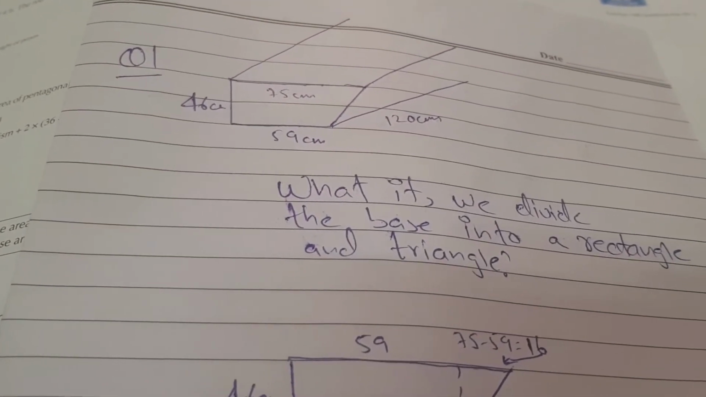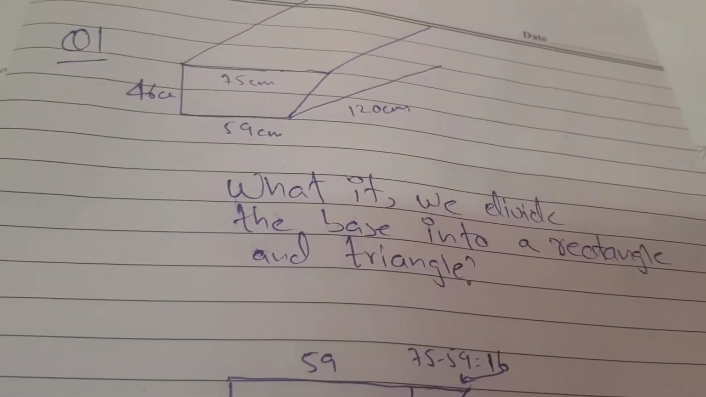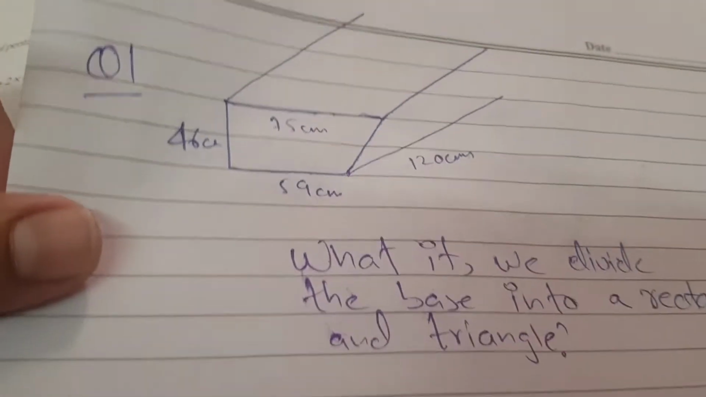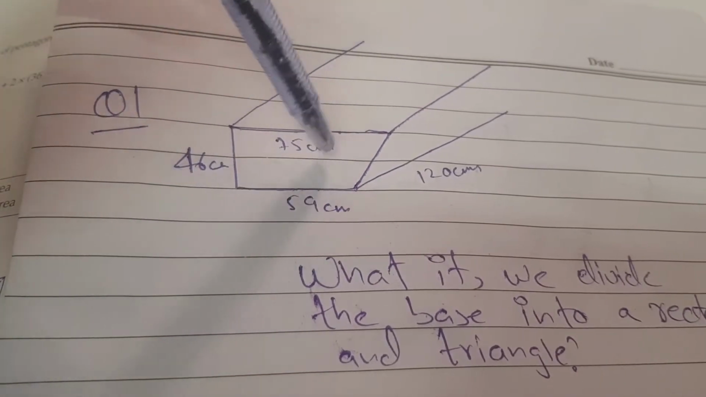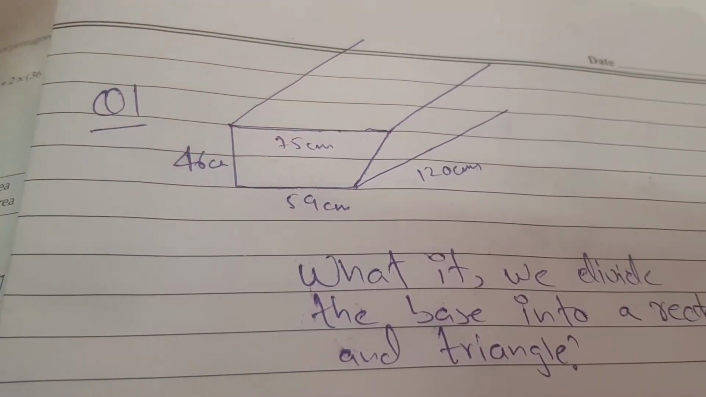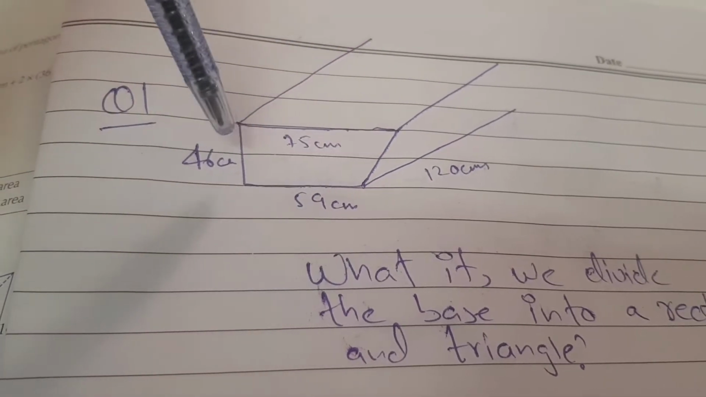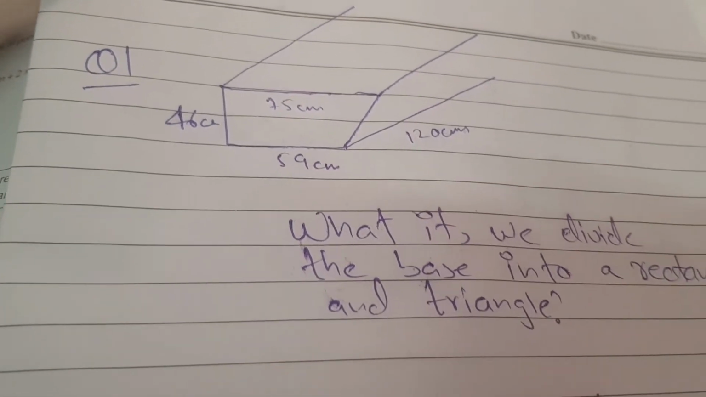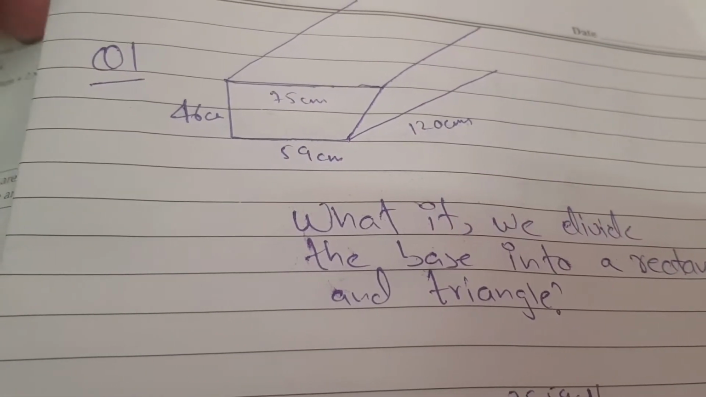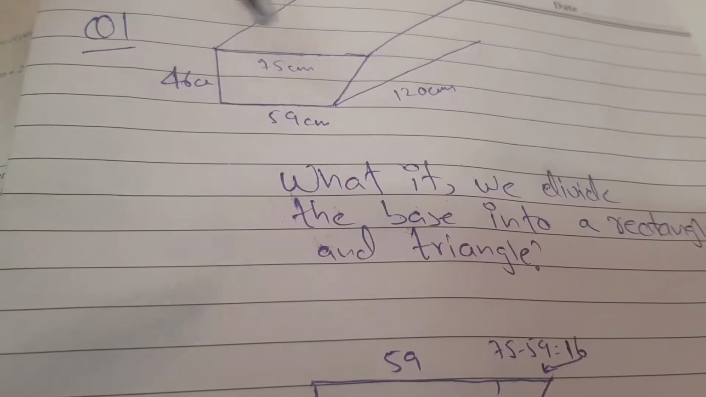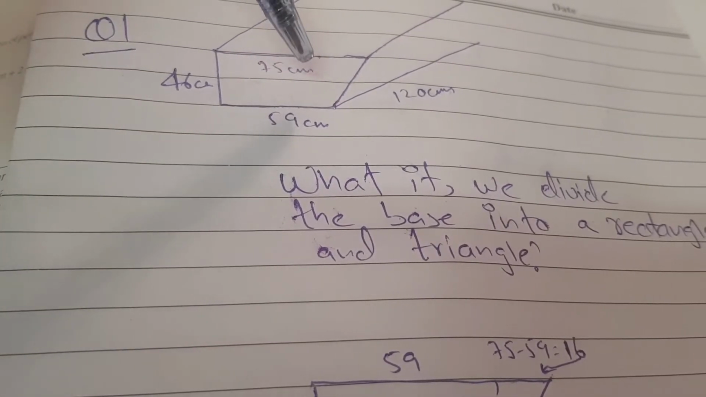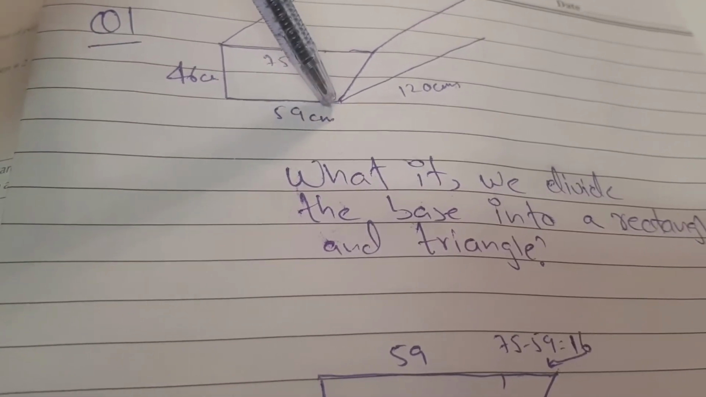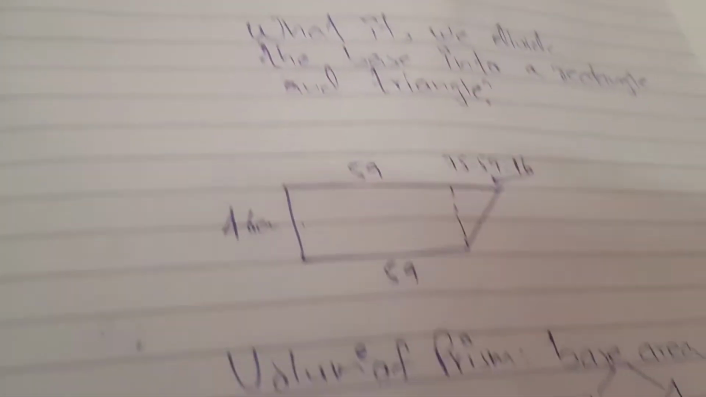Now the point is, if I want to find out the volume, it says base area into height. That means I have to find out the area of this part and then multiply it by height. But there is no such shape like this. So what should I do? I can use the formula of trapezium or any other, or I can simply do one thing. What if I just divide this base into two parts, a rectangle and a triangle? You can look over here.